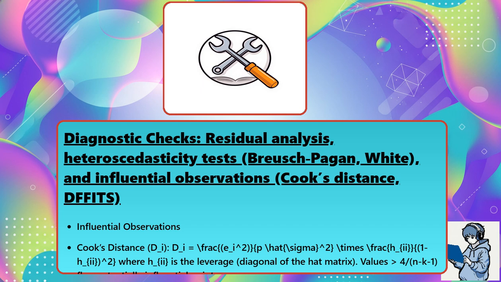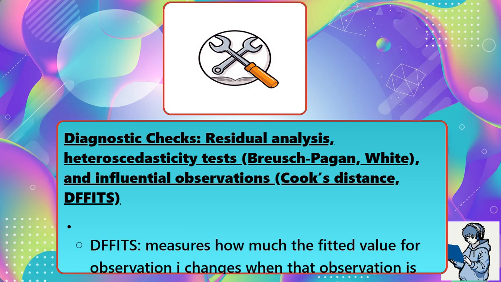Values greater than 4 divided by n minus k minus 1 flag potentially influential points. DFFITS measures how much the fitted value for observation i changes when that observation is omitted. DFFITS sub i equals e sub i divided by sigma hat times the square root of 1 minus h sub ii, multiplied by the square root of h sub ii over 1 minus h sub ii. Absolute values larger than 2 times the square root of p over n are worrisome.